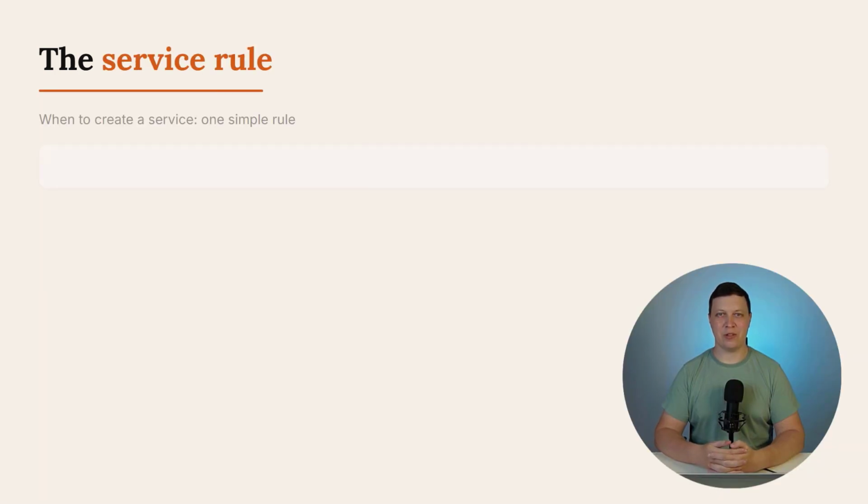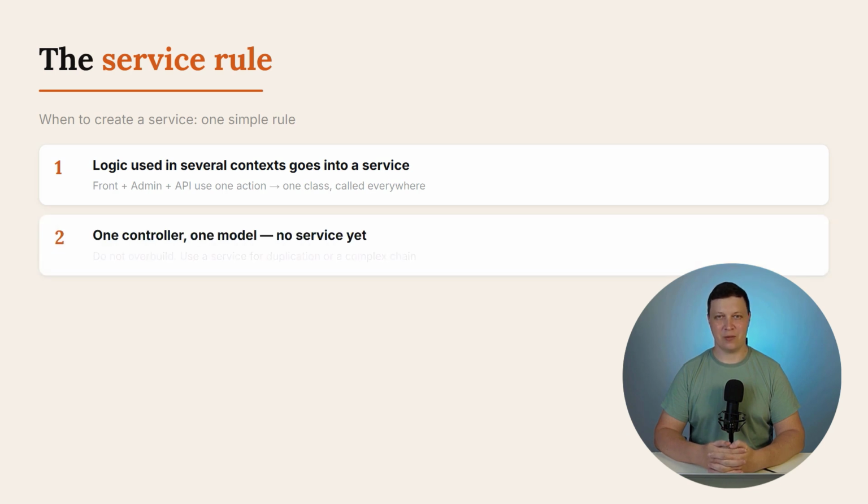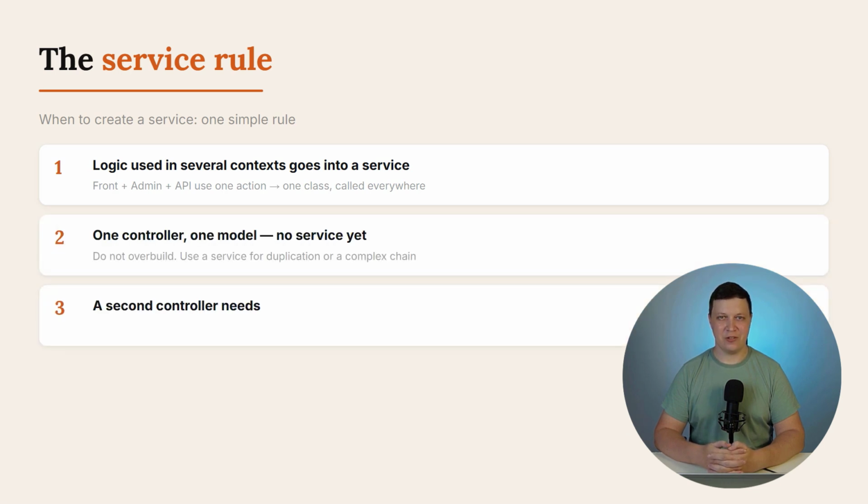In one shot, the rule is simple. Create a service when one piece of logic is needed across multiple contexts, or when an action touches multiple models at once. If a controller works with just one model, no service needed. The moment a second controller needs the same logic, extract it into a service. A service is exactly the concept I mentioned at the start. Its absence isn't visible right away. You notice it later, when bugs start appearing in unexpected places.